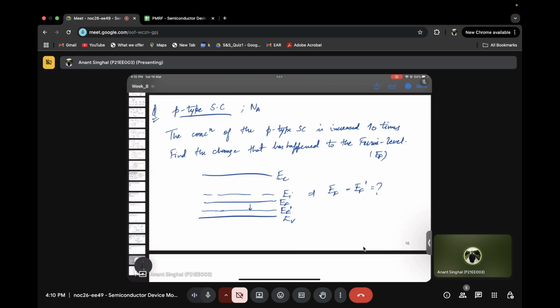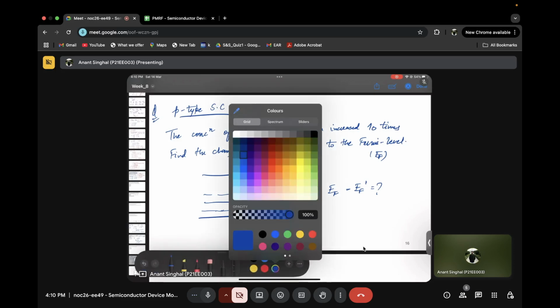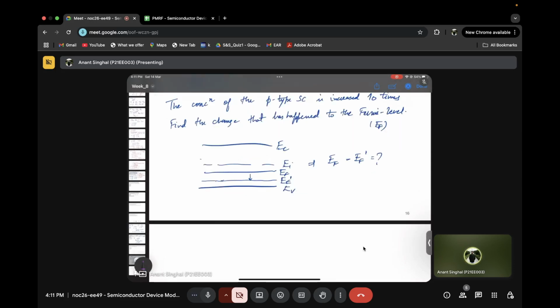Do you guys want to try it or should I solve? Okay, yeah. So now let's say there was an EI minus EF, which was for the actual case. We know that p is nothing but Ni exponential of EI minus EF over KT. So for this case, your EI minus EF was VT ln Na over Ni, right? Because in this case, your Na was the actual one.